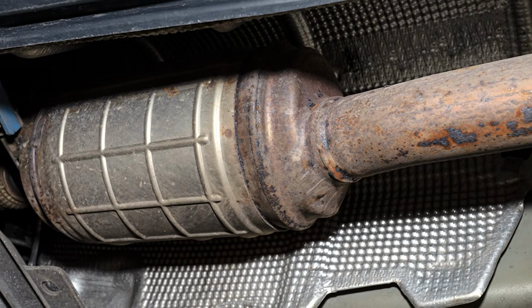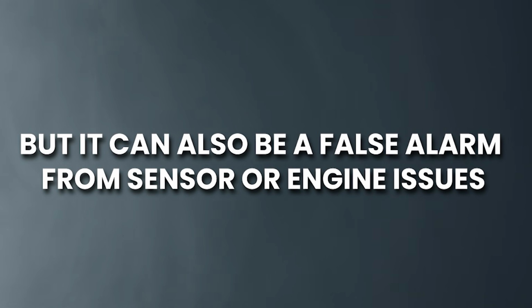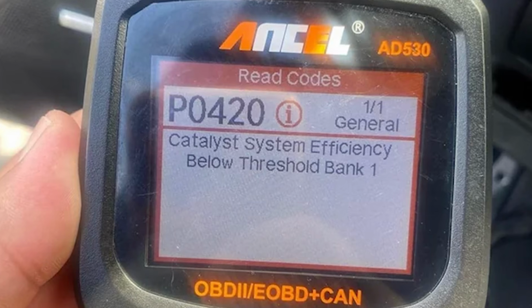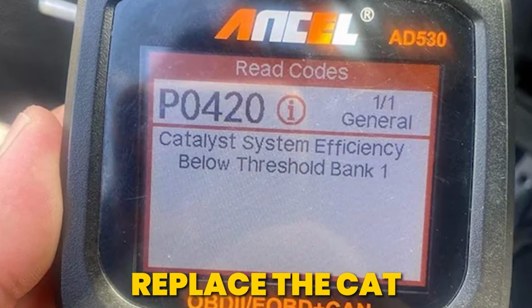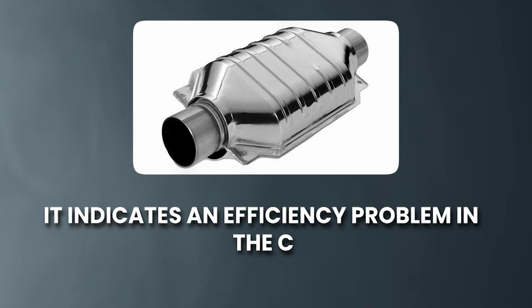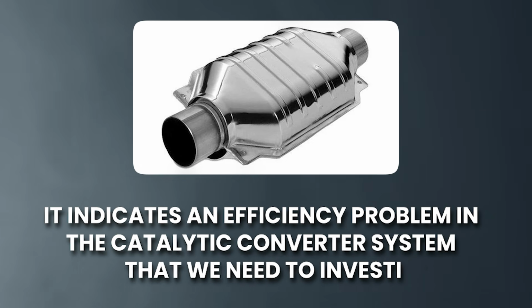This could truly mean the converter is less effective, but it can also be a false alarm from sensor or engine issues. Remember, P0420 doesn't automatically mean replace the cat. It indicates an efficiency problem in the catalytic converter system that we need to investigate.